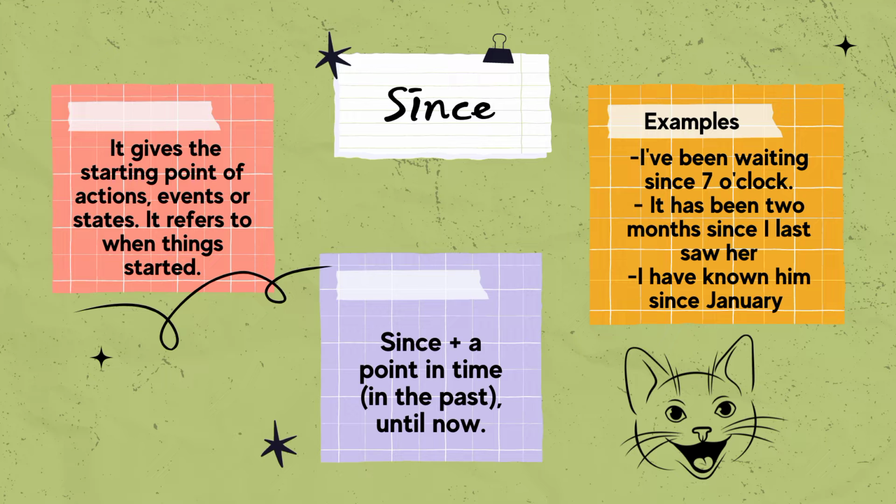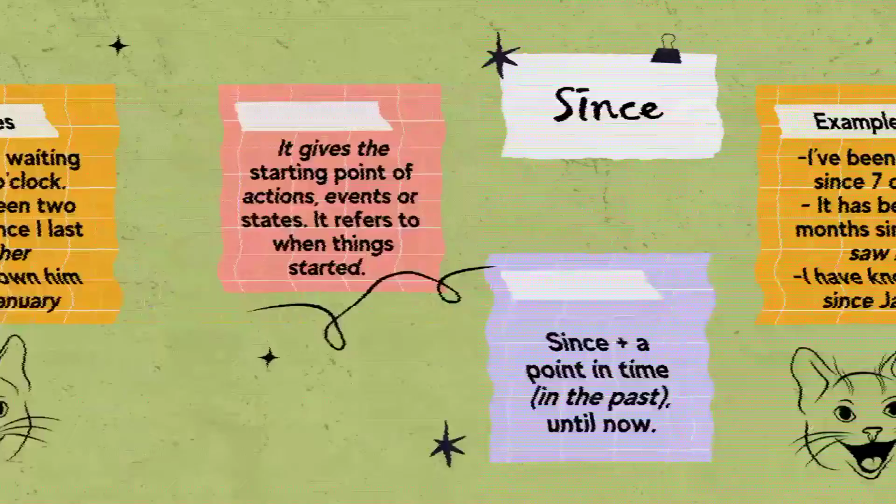The way it is structured is with since plus a point in time in the past, of course, until now. Like we see in these examples: I've been waiting since 7 o'clock. It has been 2 months since I last saw her. I have known him since January.